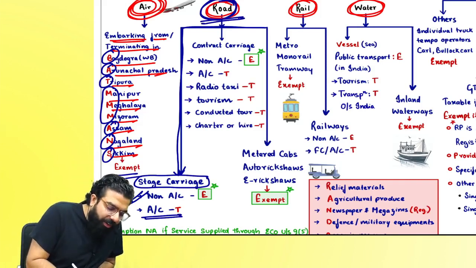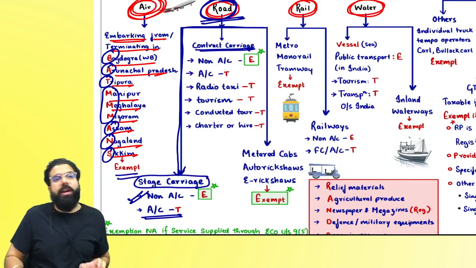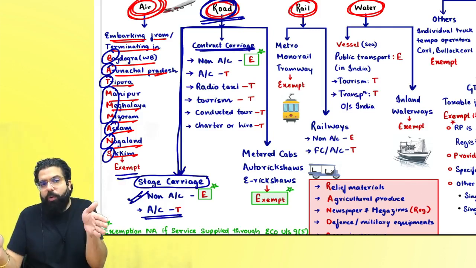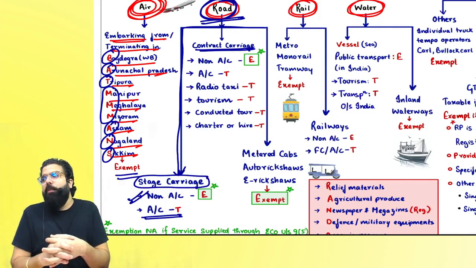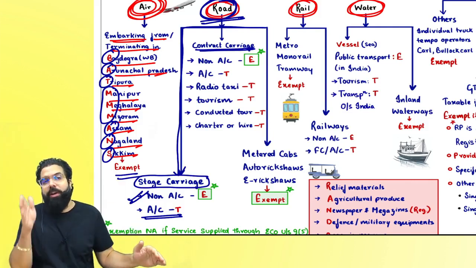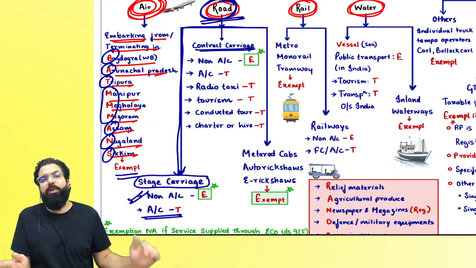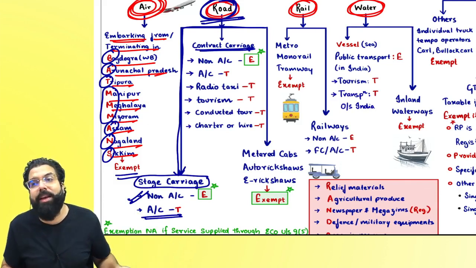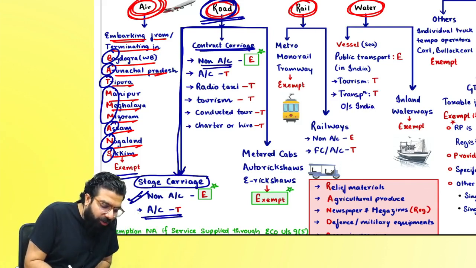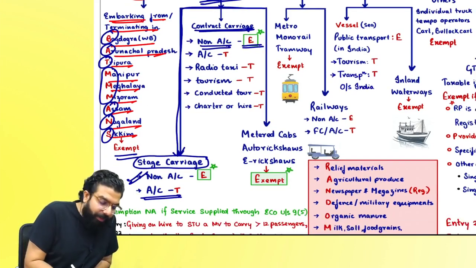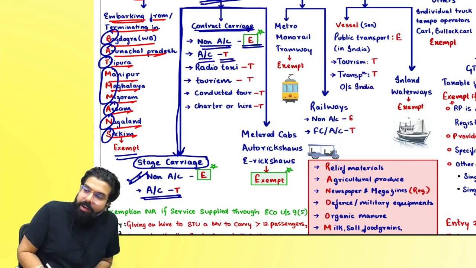Now if transportation is happening through contract carriage, which means going from one point to another point under a contract basically. So if I have booked a cab from my home to the airport, which is one point to another point, hence it is a contract carriage. Government is telling if a contract carriage is non-AC, it is always exempted. If it is AC, AC is always taxable.